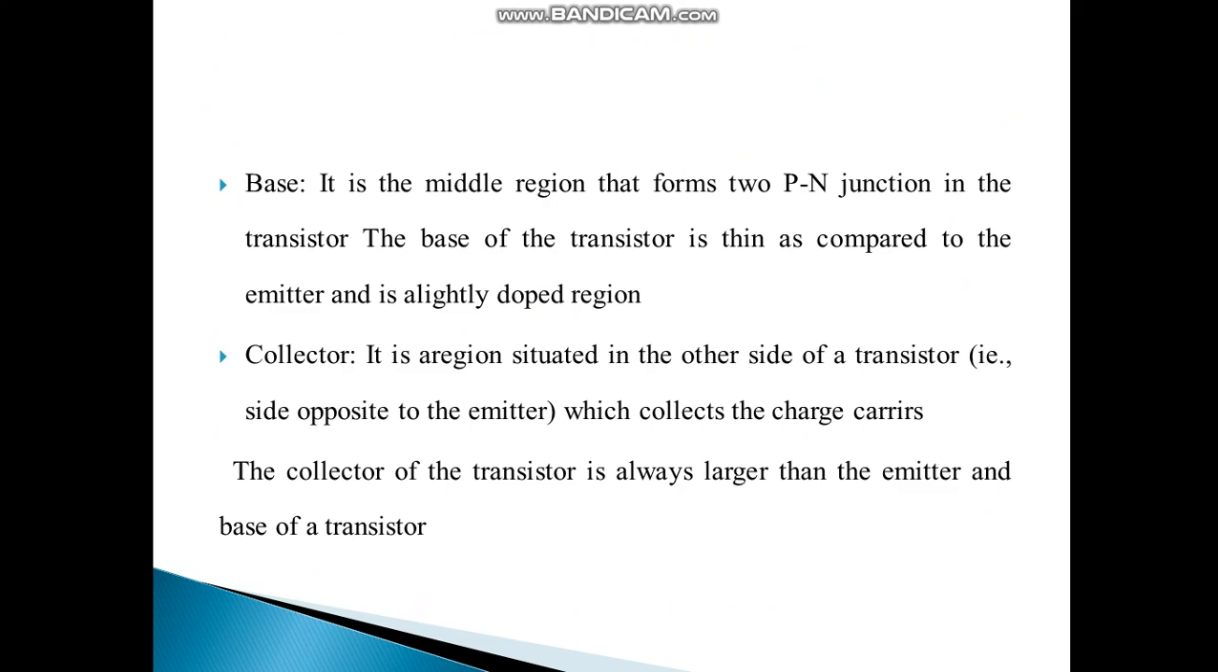Base is the middle region that forms two p-n junctions in the transistor. The base of the transistor is thin and lightly doped compared to the emitter. Collector is the region situated on the other side of the transistor, opposite to the emitter, which collects the charge carriers. The collector of the transistor is always larger than the emitter and base of the transistor.